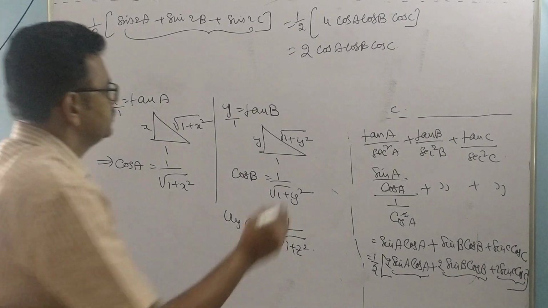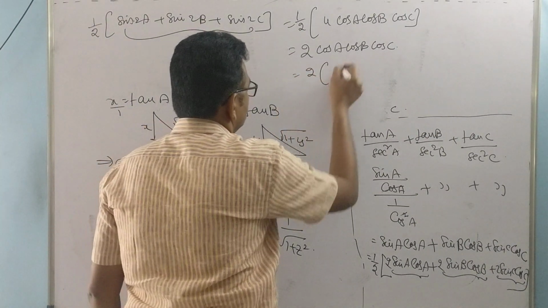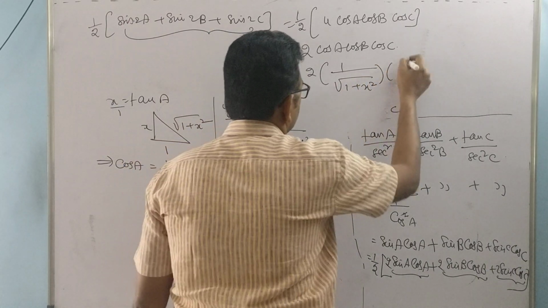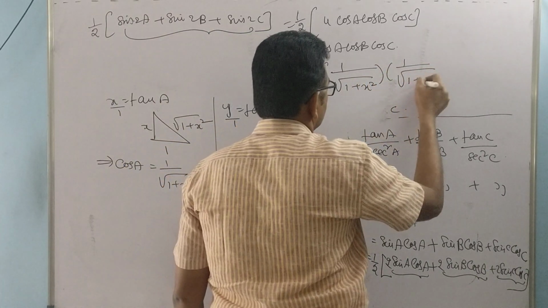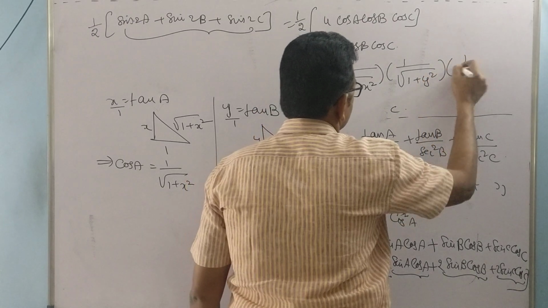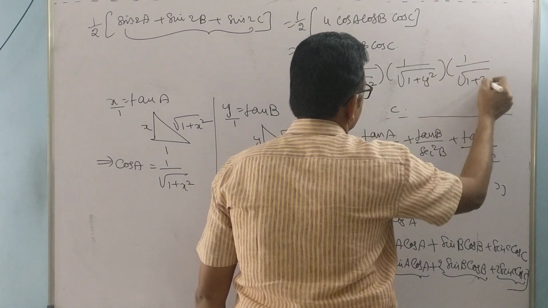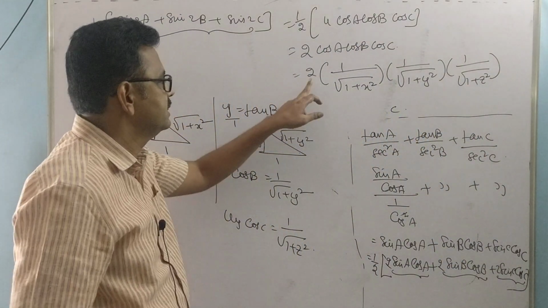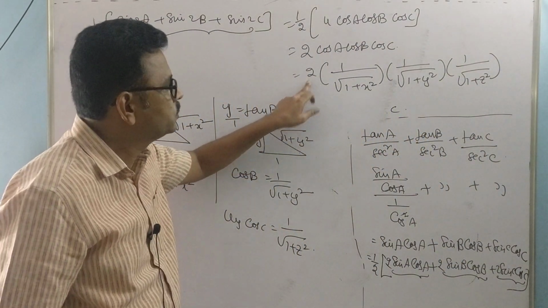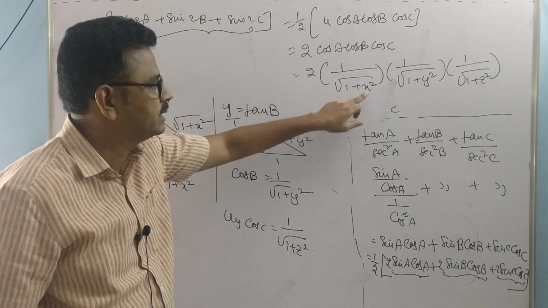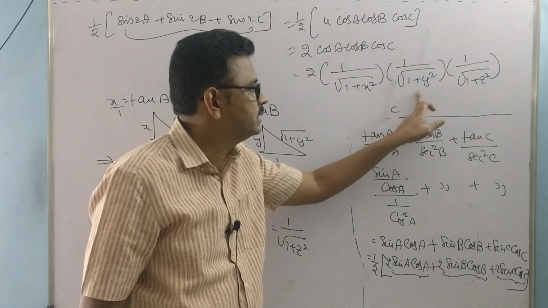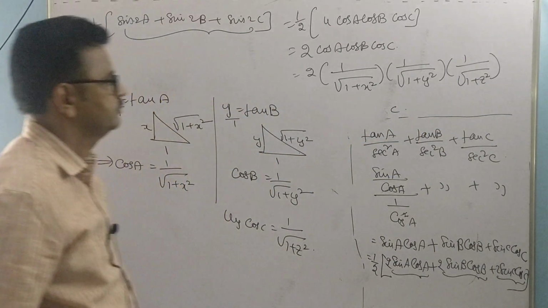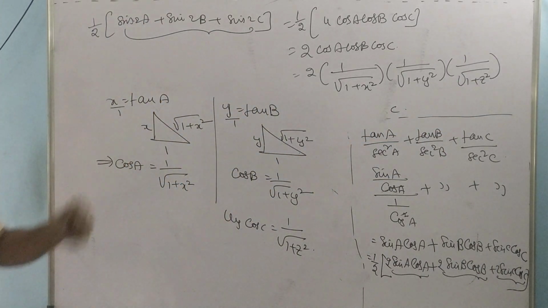So this is 2 into 1 by root of 1 plus x square, 1 by root of 1 plus y square, 1 by root of 1 plus z square. So that is 2 by root of 1 plus x square, root of 1 plus y square, root of 1 plus z square. So that is the answer.